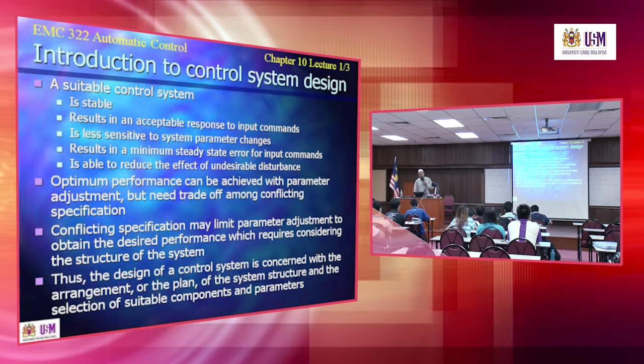Okay, so in that case, normally what happens, one way is... because by doing that, we cannot adjust the parameter anymore. Okay, and the best way is to change the structure of the system. And what happens when we change the structure of the system? Basically, it will change the root locus. The root locus will change when you change the structure of the system.